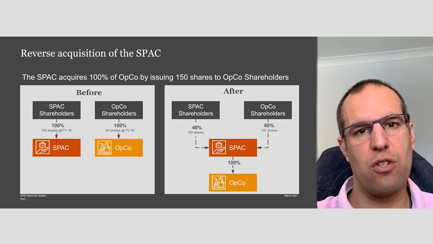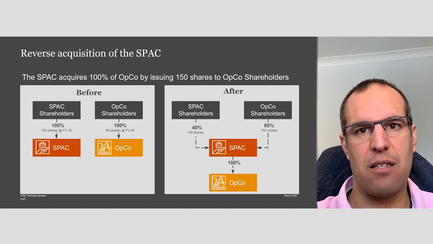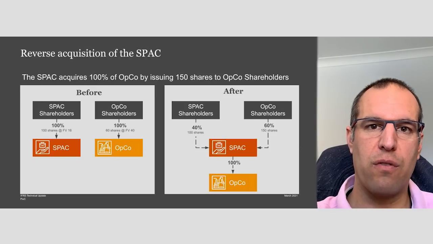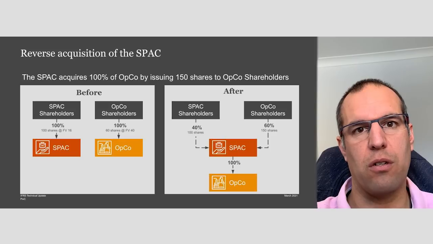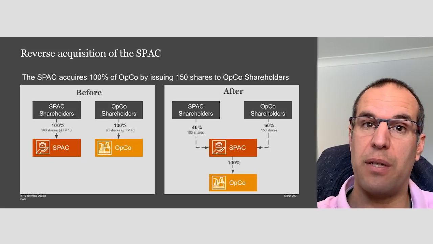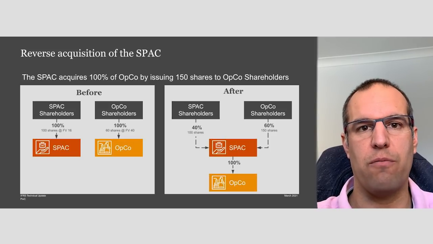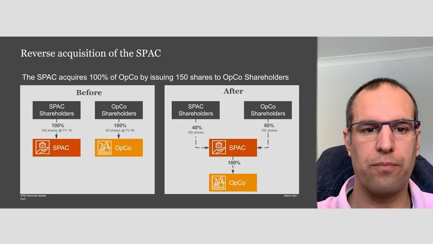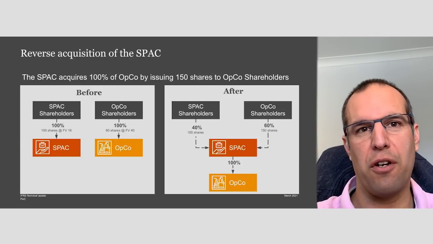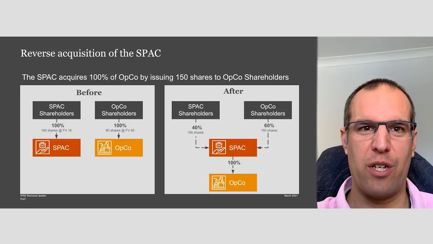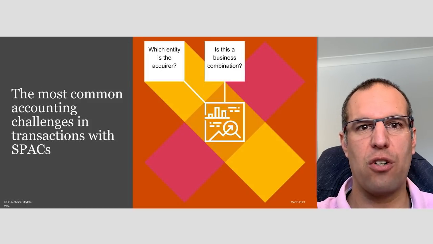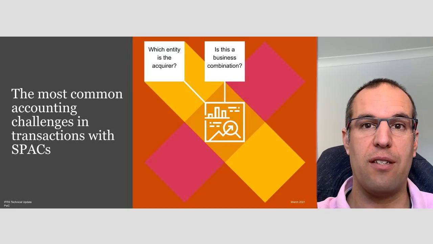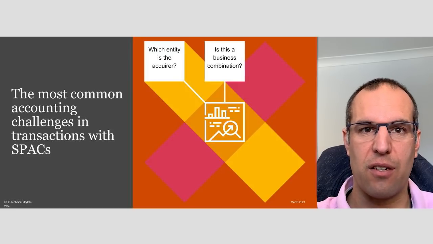And this is equivalent to the issuance of shares by the OpCo for the net assets of the SPAC. And a review of the specific facts and circumstances is normally required to be able to conclude on that. But as I said, typically in most arrangements, it is some form of reverse merger. And you'll notice I said merger rather than acquisition, because the second question is, is this a business combination? And this determination often depends on which entity is identified as the accounting acquirer.